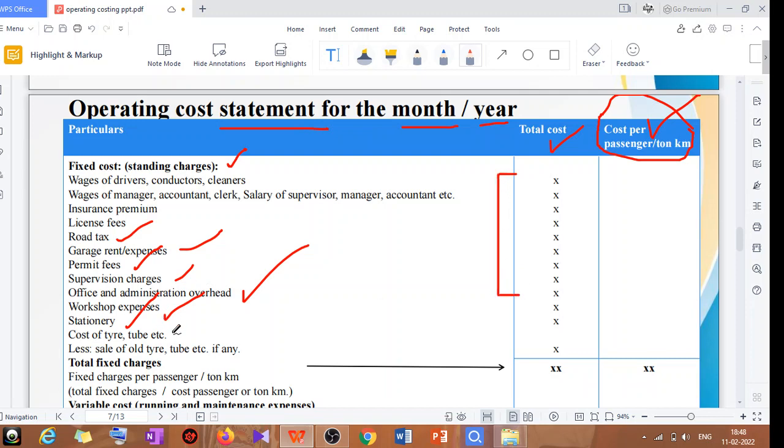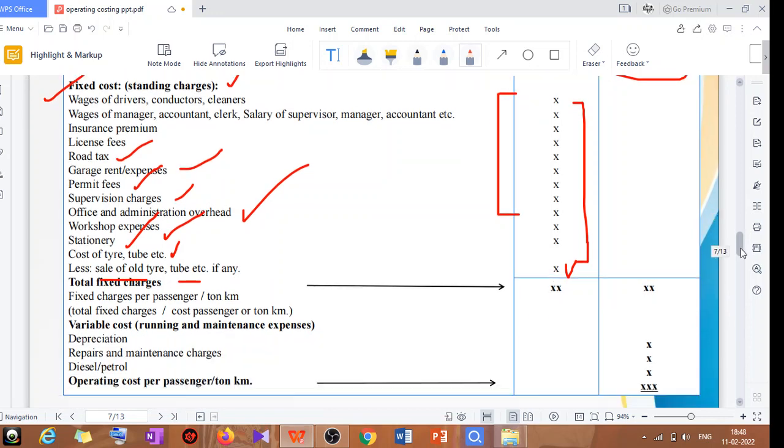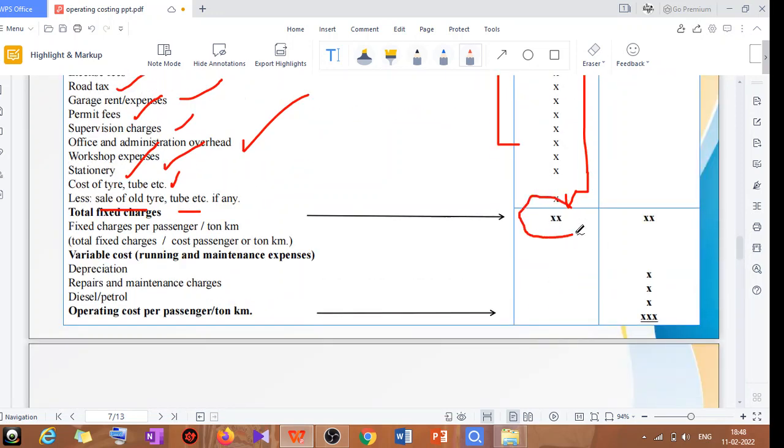Cost of tire and tube: here I have considered it under fixed cost. If there is any sale of tire, tube, etc., then you need to deduct that. After deducting, only then you have to write it under the outer column. I hope it is clear to you. So these are the fixed costs. After writing the fixed costs, just add them. That will be the total fixed charges. I hope it is clear to you till here. Right. So next is variable cost.